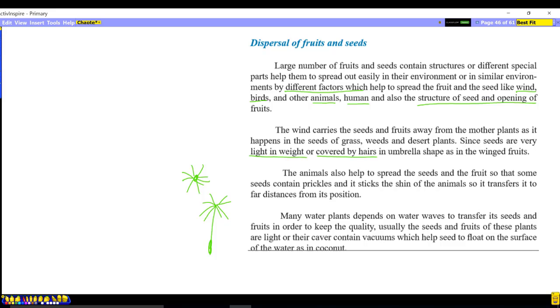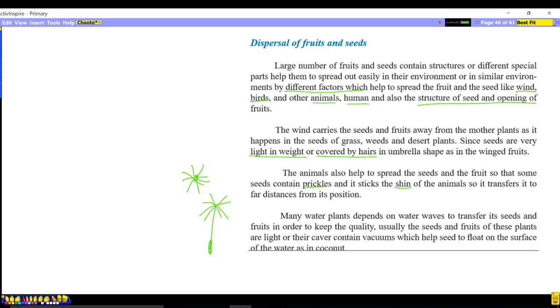Animals also spread seeds and fruit, so some seeds contain prickles, horn-like structures to attach to the hairs of animals like sheep, and so it is transferred to far distances from its position.